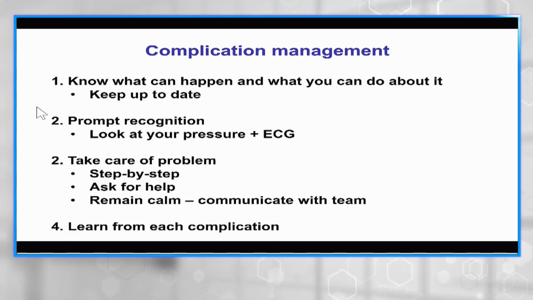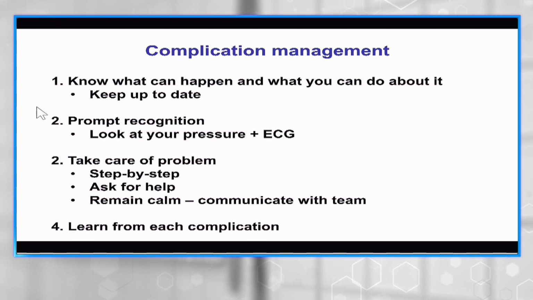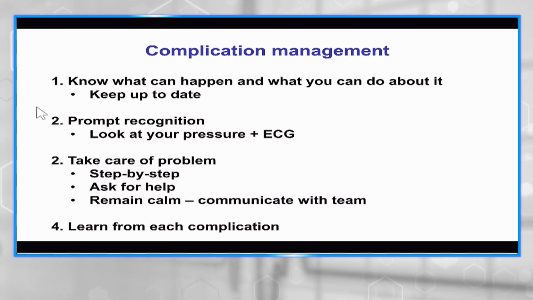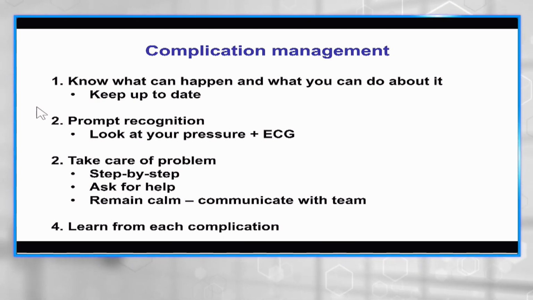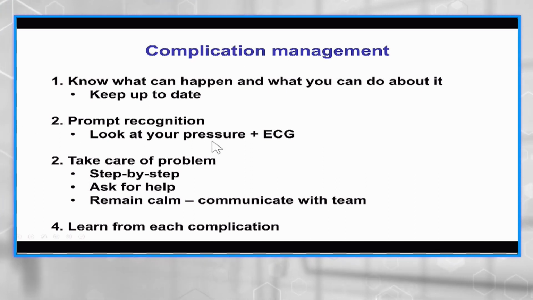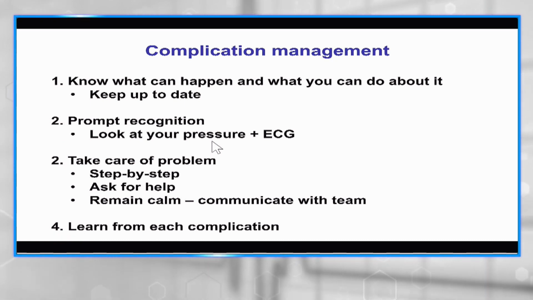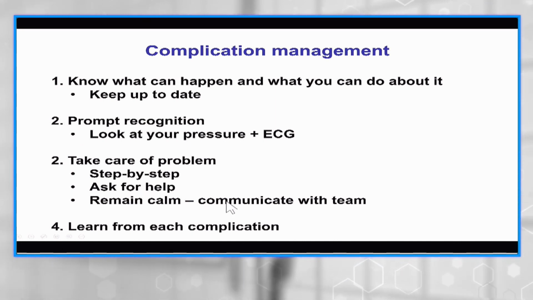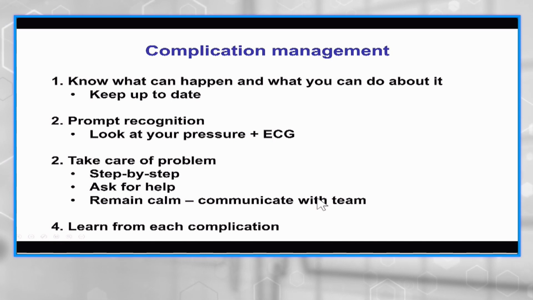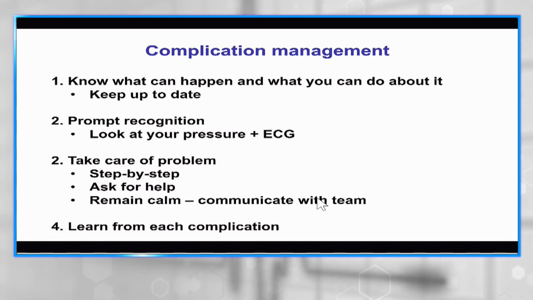And the bottom line is that understanding the potential things that can go wrong can help you prevent them. Understanding and knowing what to do if it happens helps you treat them fast without losing time. Being alert helps you see if something goes wrong quickly, so you can act quickly and minimize its consequences. And then asking for help is important, keeping calm, communicating with the team, but also don't forget to learn what each complication has to teach each one of us. Thank you.